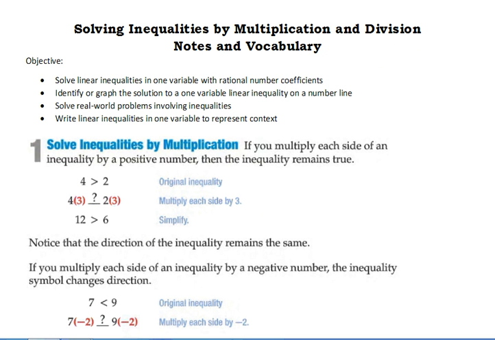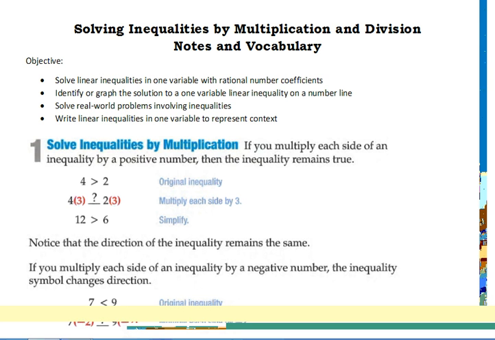Okay, the objectives for this section are the same as last time. We're just adding on the multiplication and division part of inequalities. We're still going to solve them, we're going to graph them, we're going to solve real world problems, and we're going to write those linear inequalities.